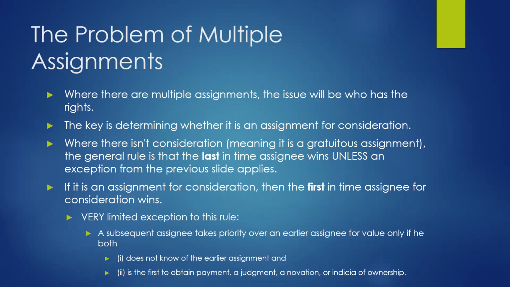If it is an assignment for consideration, then the first in time assignee for consideration wins. Very limited exception to this rule: a subsequent assignee takes priority over an earlier assignee for value only if he both 1. Does not know of the earlier assignment, and 2. Is the first to obtain payment, a judgment, a novation, or indicia of ownership.